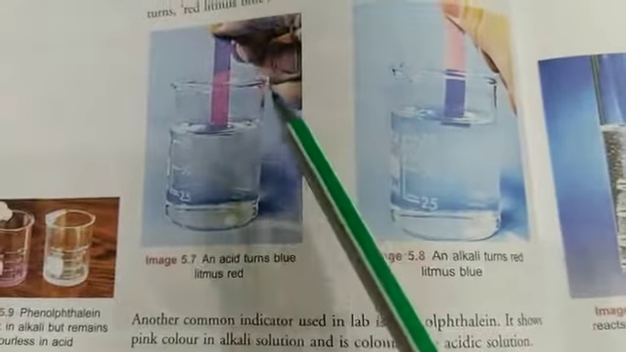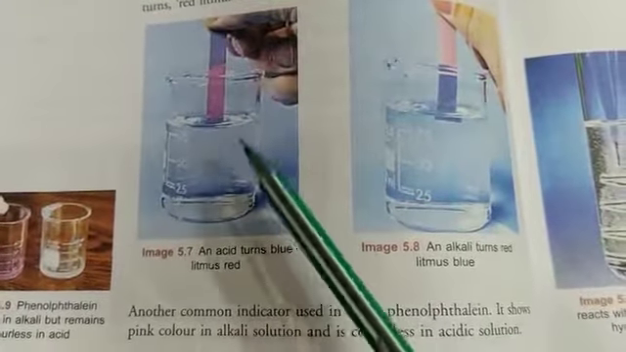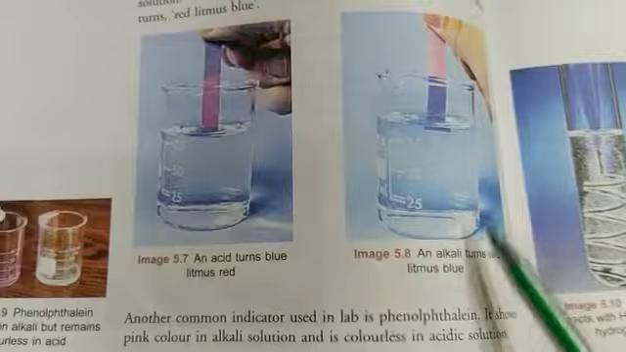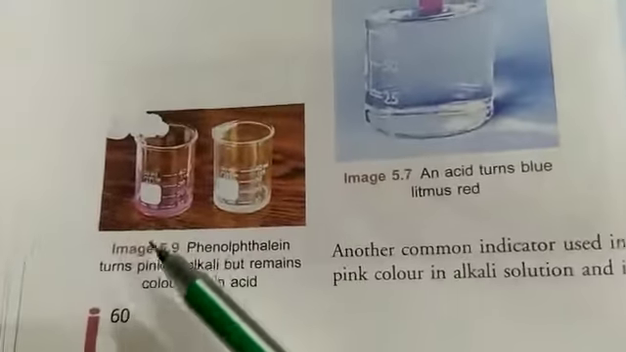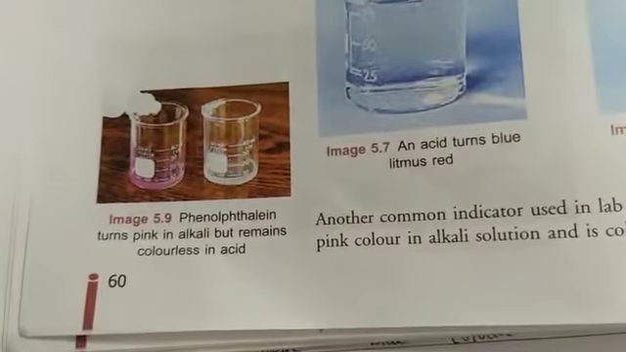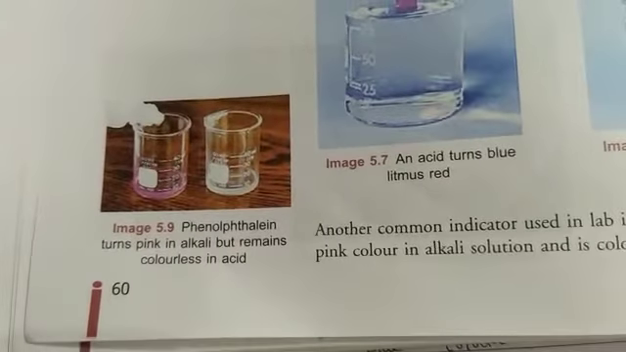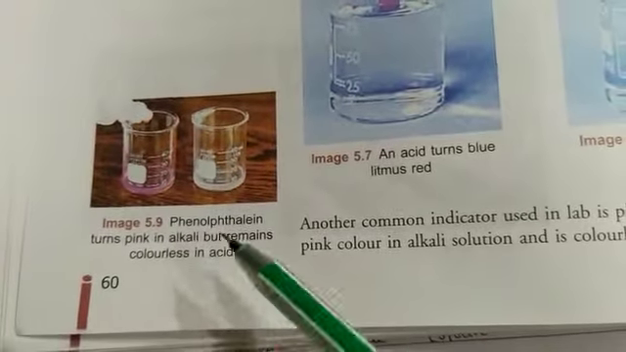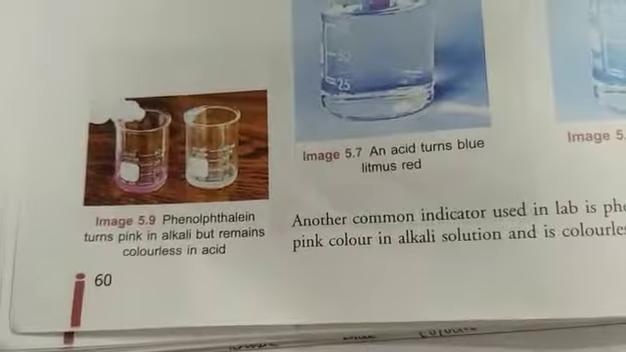Here you can see this is our litmus paper. Acid turns blue litmus to red and an alkali turns red litmus to blue, and this is our phenolphthalein indicator, which is also used in the lab. It shows pink color in alkali solution and remains colorless in acidic solution.